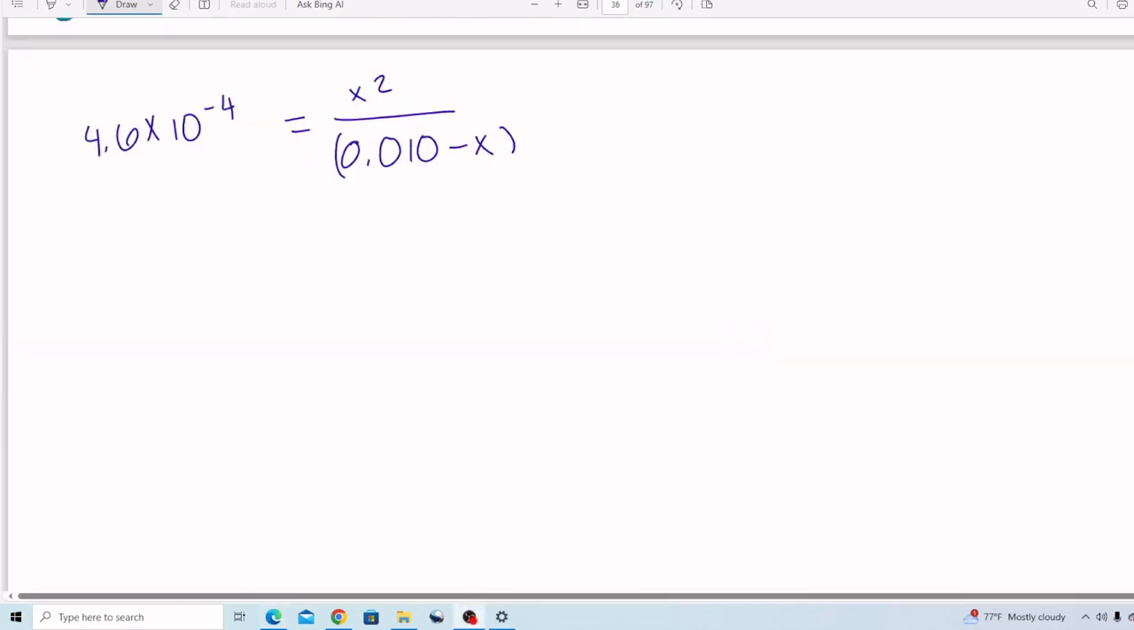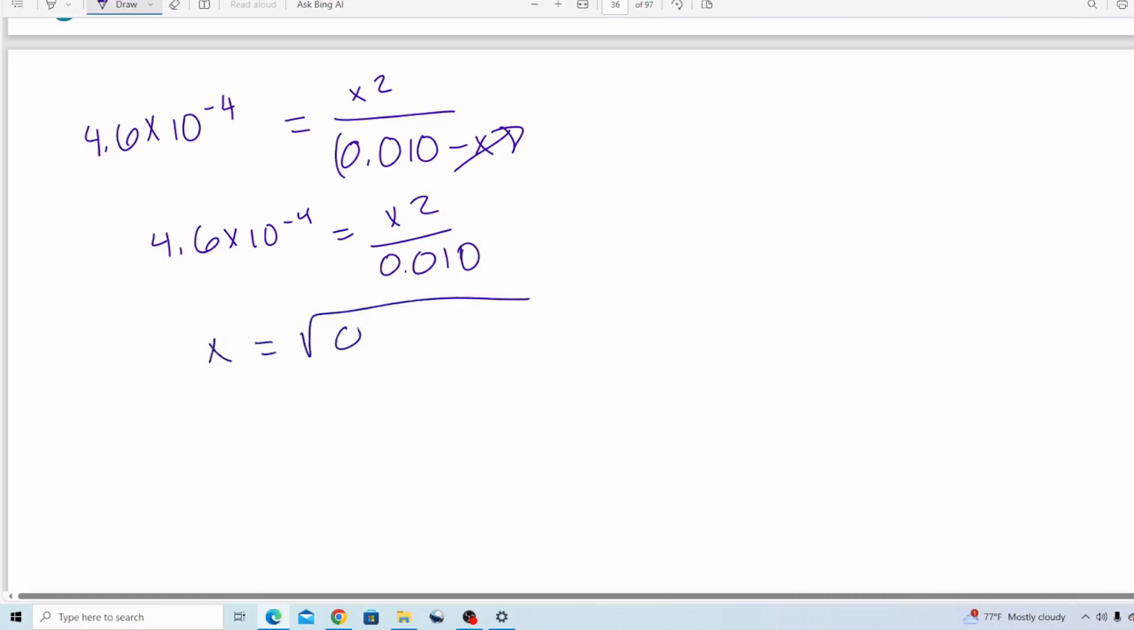If we assume X is small here, then we get 4.6 times 10 to minus 4 equals X squared over 0.010, and X would then be equal to the square root of 0.010 times 4.6 times 10 to minus 4, and that would be equal to 2.1448 times 10 to minus 3.